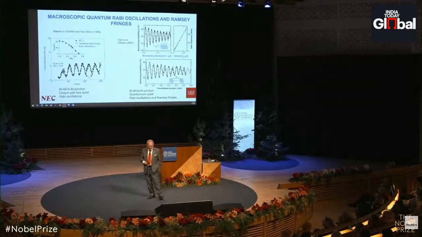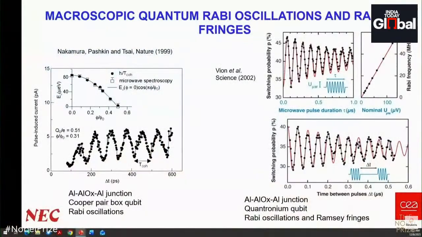On the right, a few years later, we showed at Saclay that we could control this qubit not only on one axis, but on all axes. And you see also that the time scale is 3 orders of magnitude larger here. So coherence had been increased.